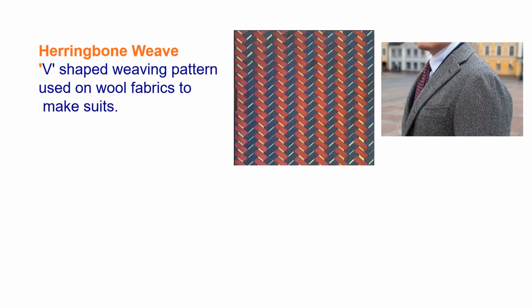Herringbone weave. This is a V-shaped pattern. It's used on wool and it's used to make suits, as you can see in the picture.